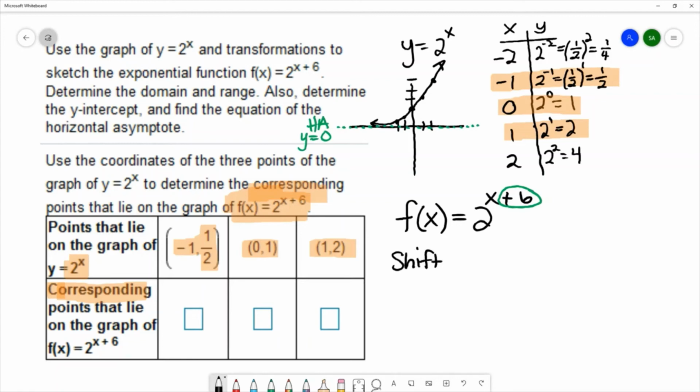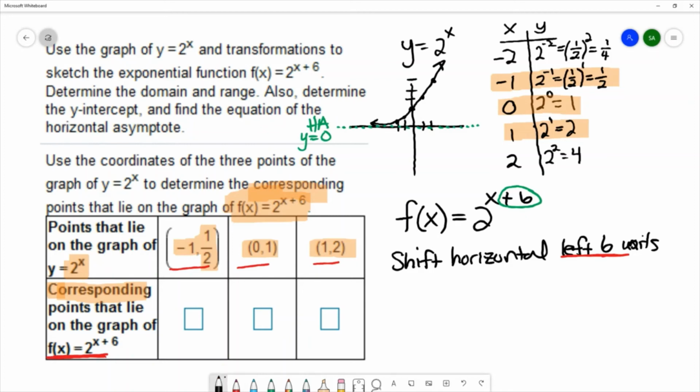Because that adding is inside of my base function, I know it is a horizontal shift. And because it's a plus, I know it's a shift left. And we're going to shift left 6 units. So if we take the ordered pairs here and shift those ordered pairs left 6 units, we'll arrive at the ordered pairs that are on our graph f of x equals 2 to the x plus 6.